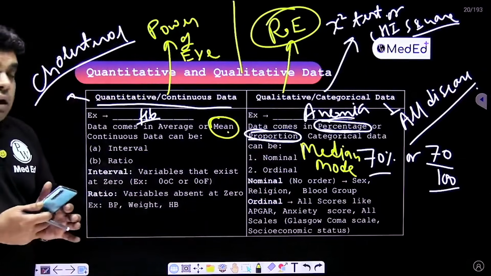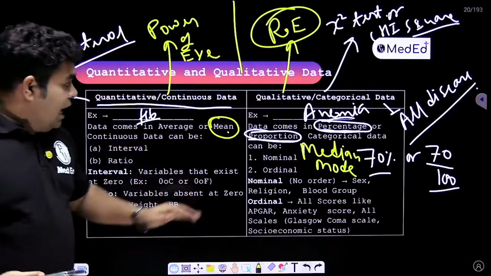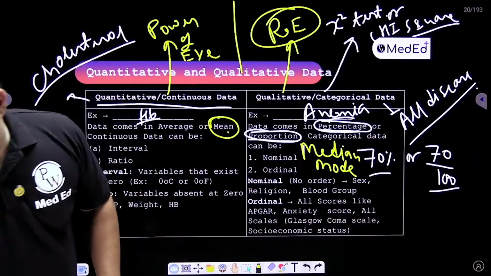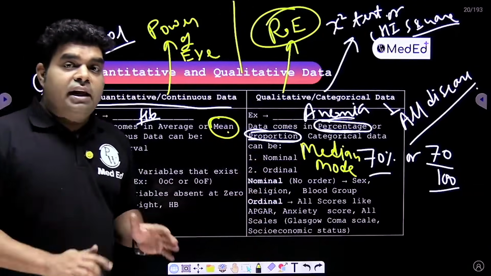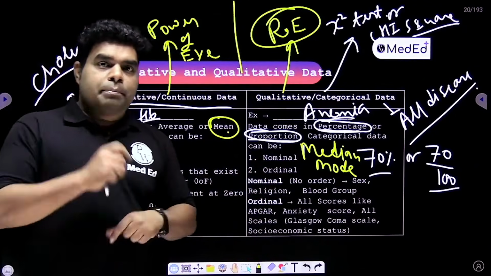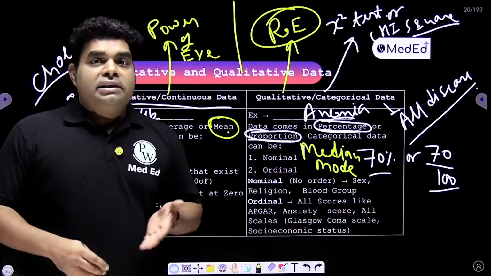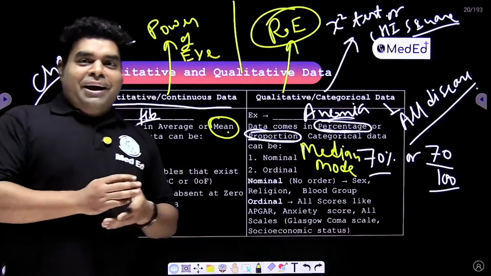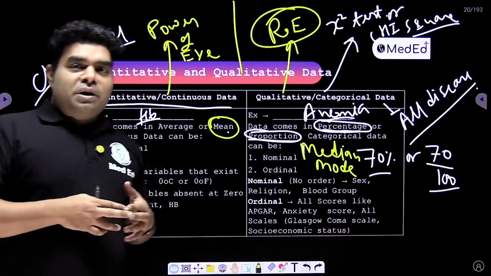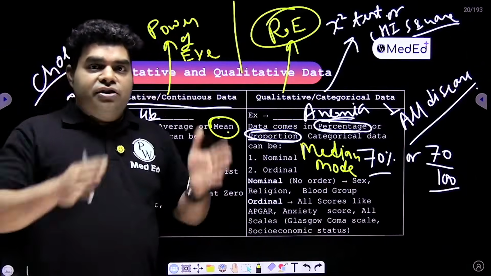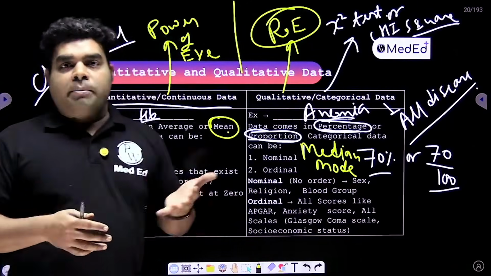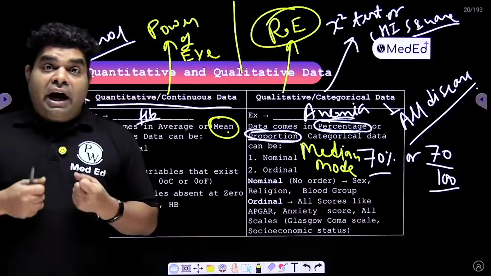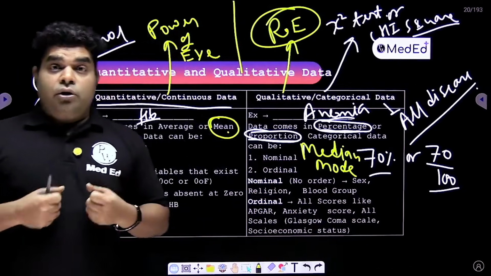But under the qualitative data, there can be nominal or ordinal data. What is nominal, what is ordinal? Very simple. Nominal means there is no order, just name. For example, if I ask about your sex, you can say male, female, transgender. So it's just the name. You cannot arrange them. There is no comparison between them. You cannot say that male is stronger than female, because it all depends on your diet, skill, nutrition, your training.